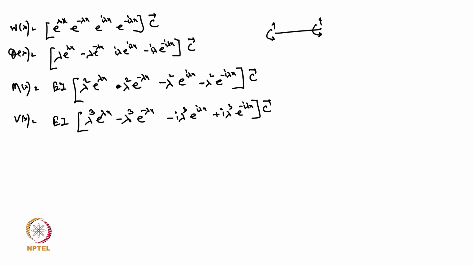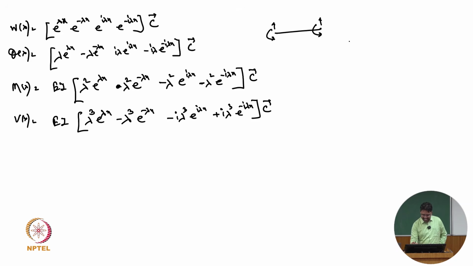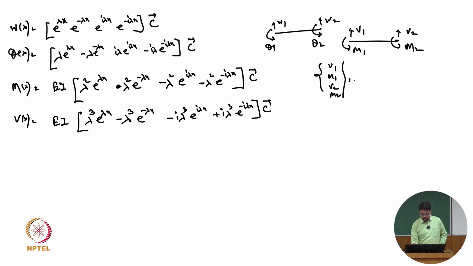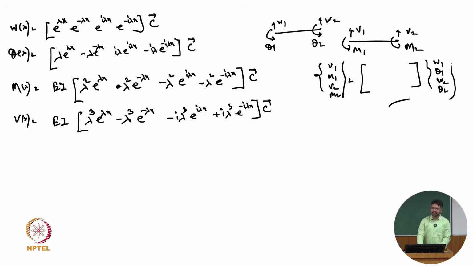What is my target? If you think of W1, theta 1, W2, theta 2, V1, M1, V2, M2, we are looking for the relationship between V1, M1, V2, M2 and my W1, theta 1, W2, theta 2. Then it will be my stiffness matrix. That's our goal. That's the dynamic stiffness matrix. There we have to reach.